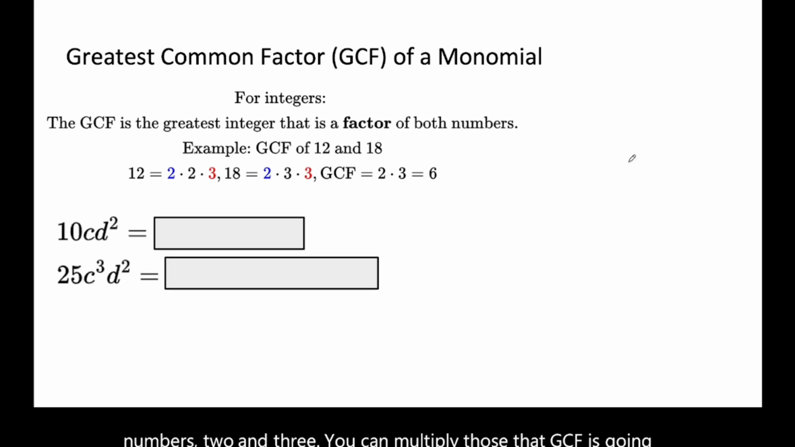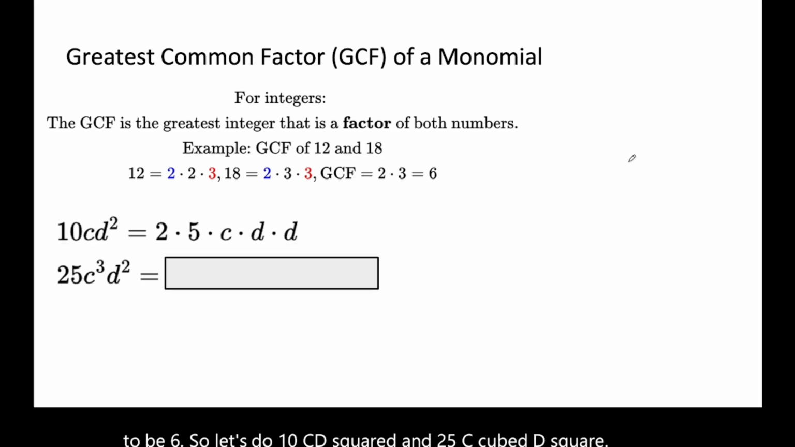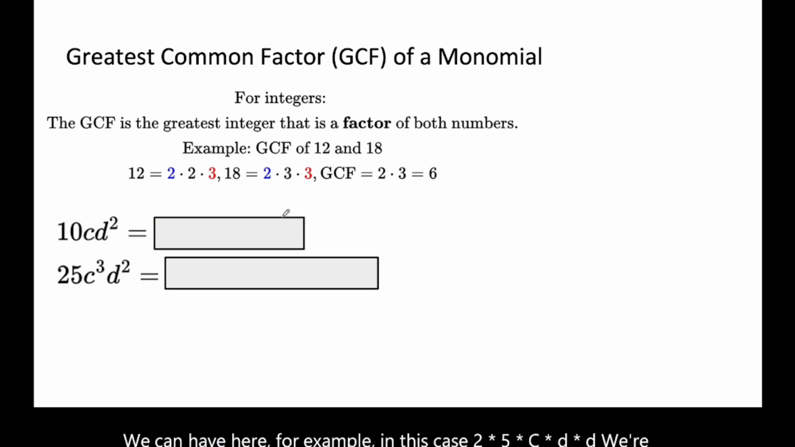So let's do 10cd squared and 25c cubed d squared. We can have here, for example, in this case, 2 times 5 times c times d. We're breaking it apart completely. And let's say we're trying to find the GCF between 10cd squared and 25c cubed d squared.